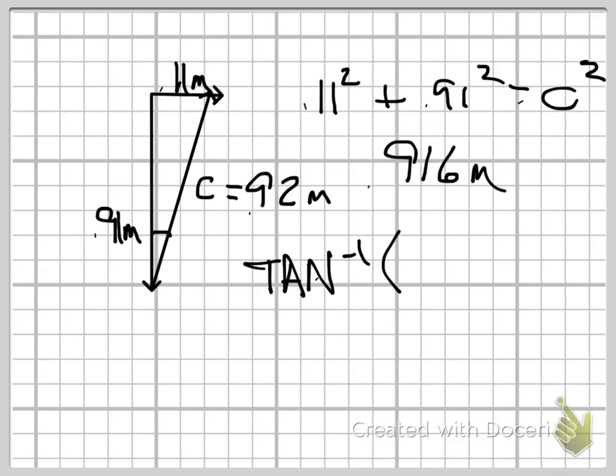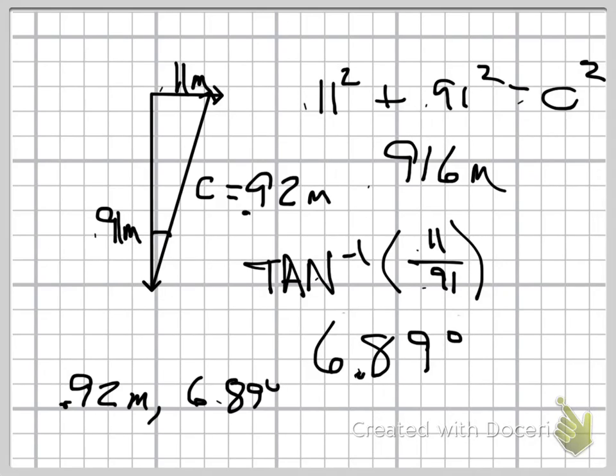Remember, it's the second button, then the tangent. And remember, for tangent, it's always going to be opposite over adjacent. So you can see that 0.11 is the opposite, 0.91 is the adjacent. It's the one beside the angle. So when we work this out, we get 6.89 degrees. So that would be the angle. If I was to write this out, it would look like this. It would be 0.92 meters at 6.89 degrees, so you could round it off to 7, from vertical.